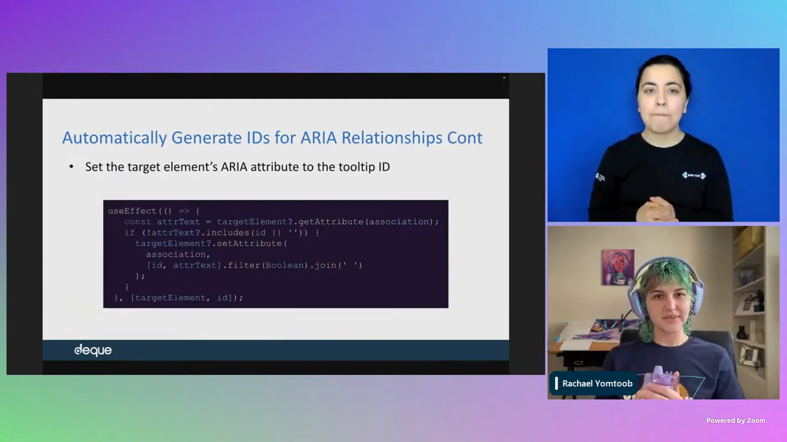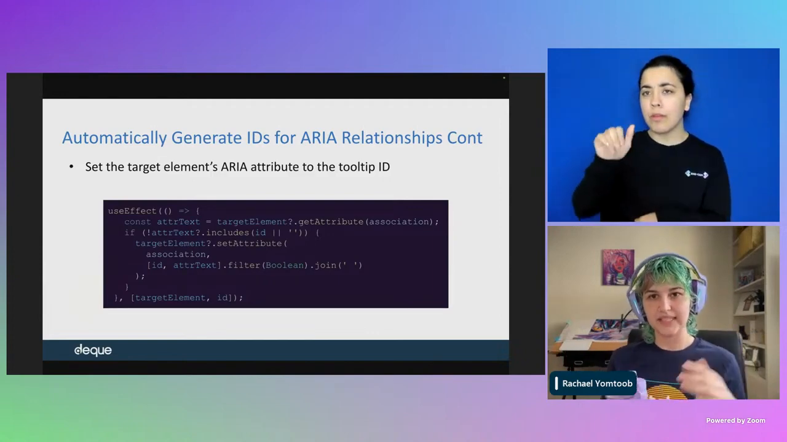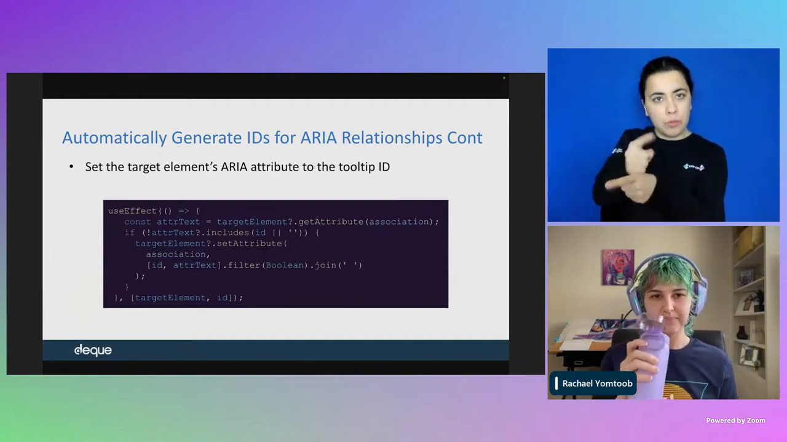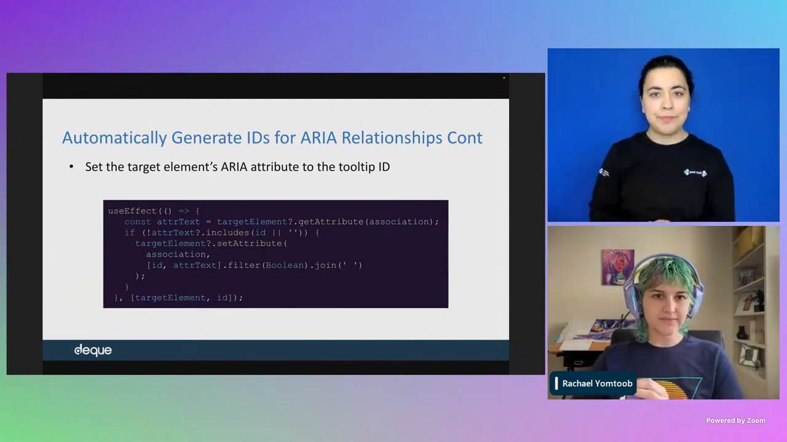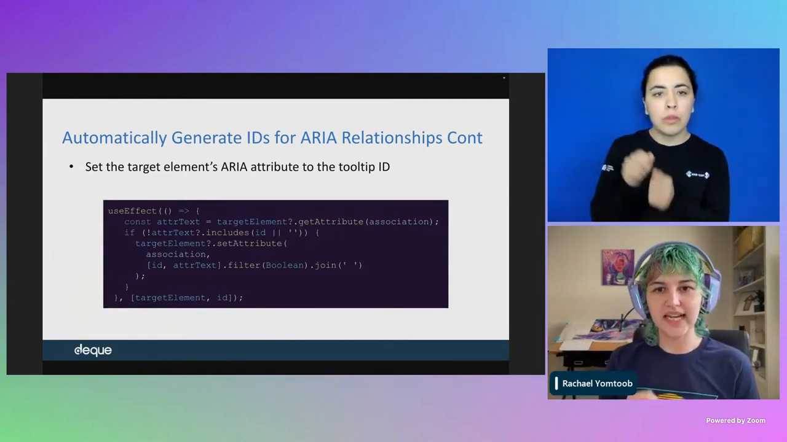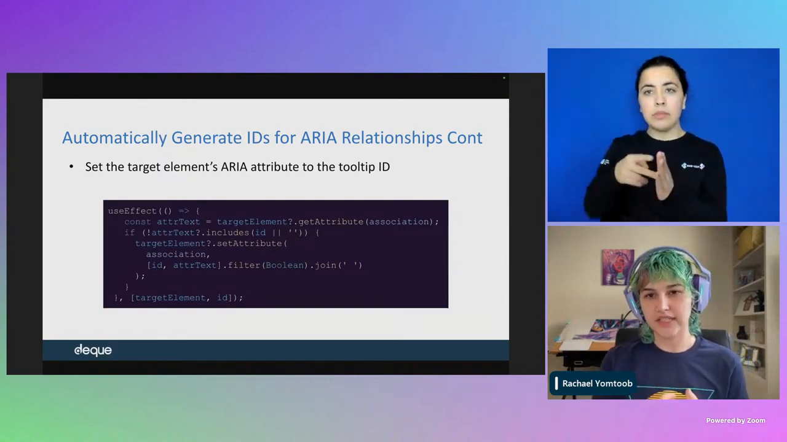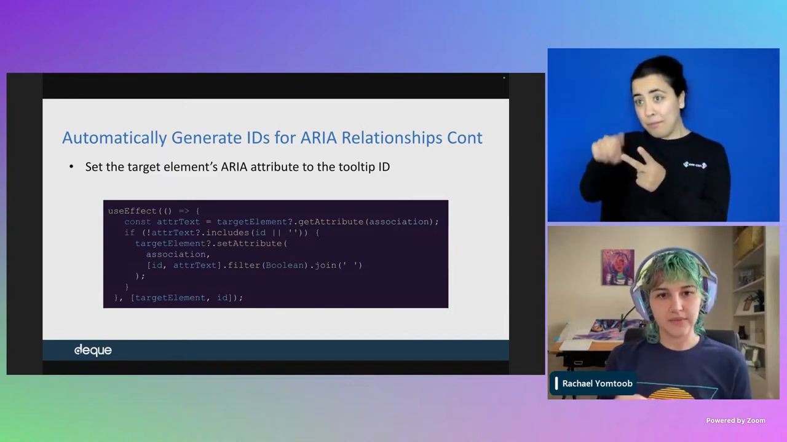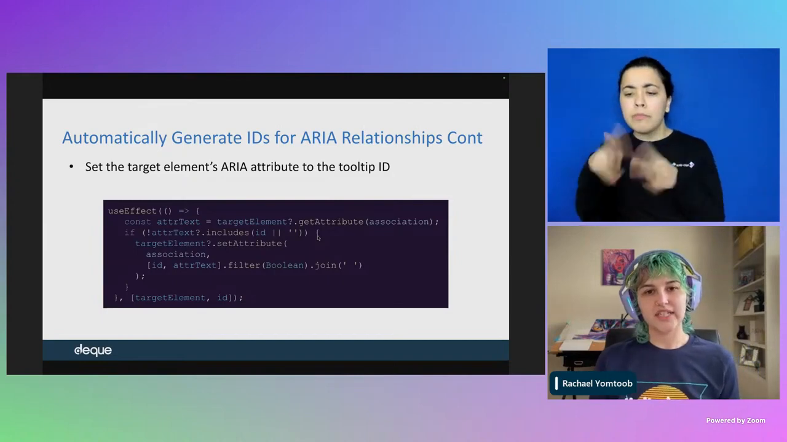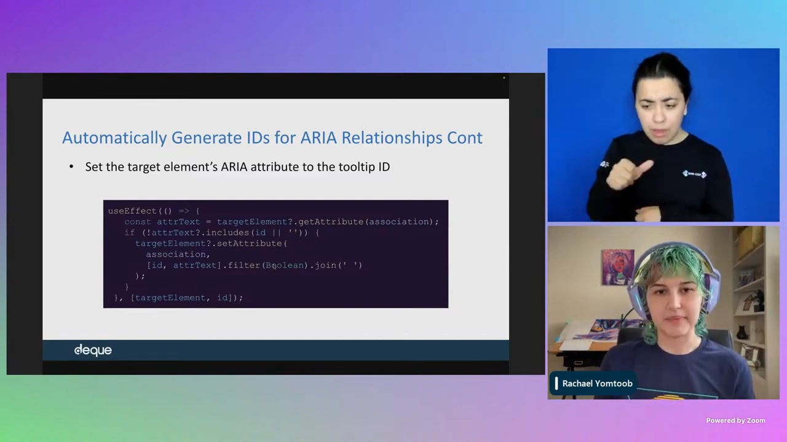All right, next I want to talk about how we actually set that ARIA attribute on the target element, and make sure it's associated with the proper tooltip ID. And the way that we're handling that is with a useEffect hook, where we get the association attribute from the target element. So whether that's aria-describedby or aria-labelledby, we get one of those. And then we look at the value that's returned and check to see if it includes the ID of the tooltip. And if it does not, we'll set the ID of the tooltip at that point.